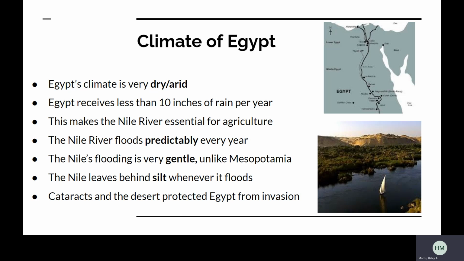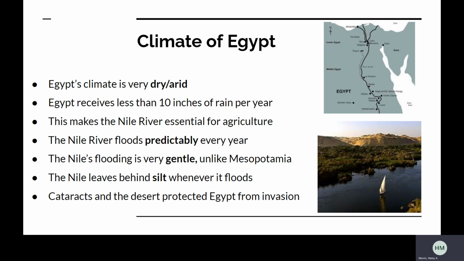And the Nile River floods predictably every year. It floods predictably. Mesopotamia's flooded unpredictably. So they can predict when the Nile River is going to flood, and they use that to their advantage. The Nile's flooding is very gentle, unlike Mesopotamia. Mesopotamia, their rivers would flood unpredictably and violently, right? And so the Nile's flooding is predictable and pretty gentle, and so they're able to use that to their advantage.